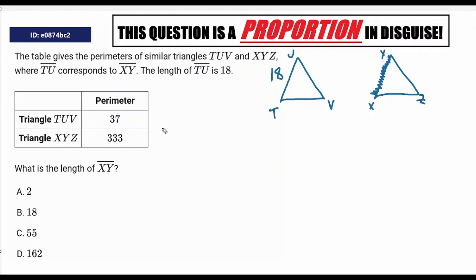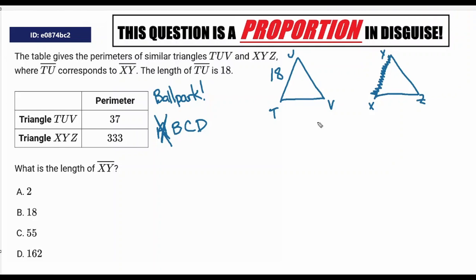All right, guys, before I even do this, let's write down A, B, C, D, and let's just pretend that we have no idea what we're doing. Could we ballpark? Well, if this is TU and it's 18, if this side were 2, which is what answer choice A says, do you think that XYZ would be a lot smaller or a lot bigger? Guys, it'd be a lot smaller, but we know that it's a lot bigger, so that can't be right.